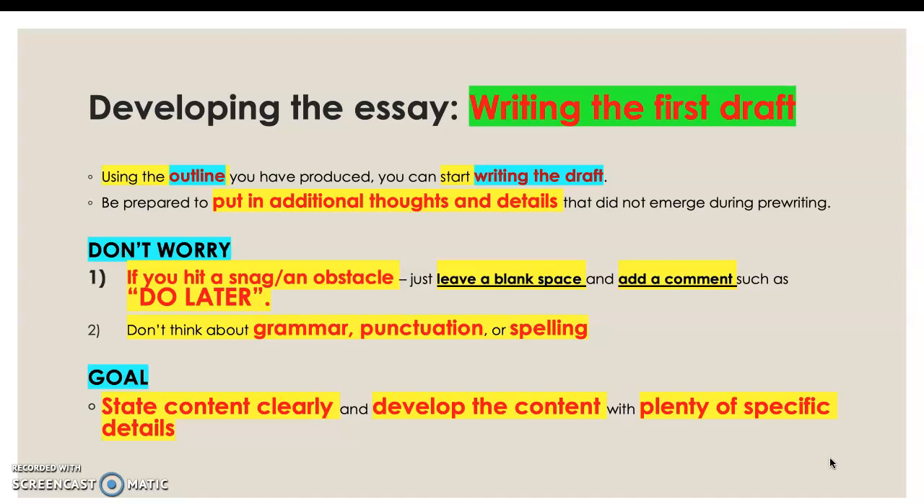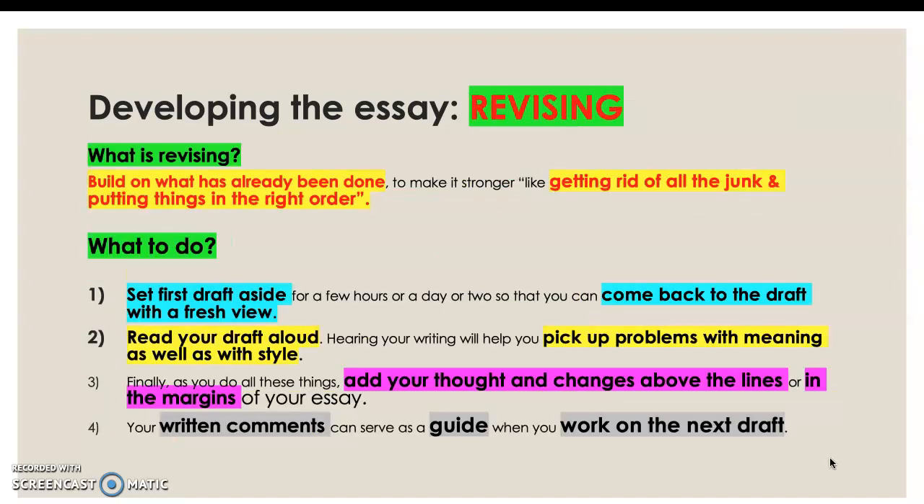And how do you develop the content? By including plenty of specific details. So the aim of writing the first draft is to state the points clearly, develop the points, and use a lot of specific details to make it more impactful. All right? Okay. So that's the part that you have done, writing the first draft.